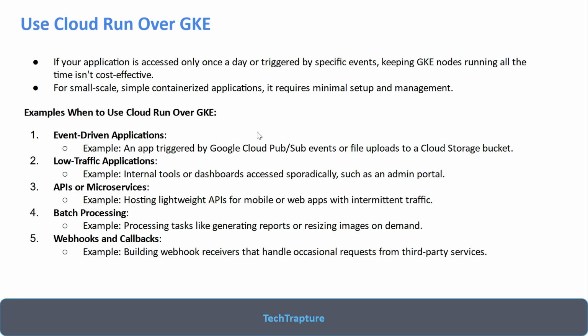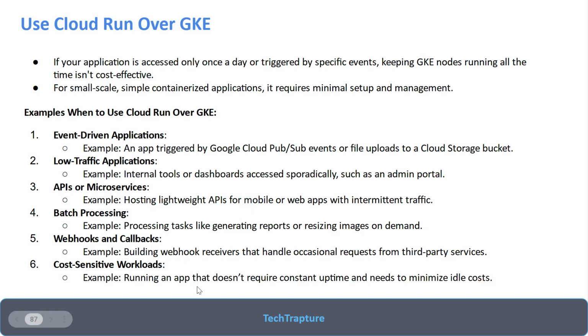Okay, hope this is clear now. We'll see more discussion around when we should use Cloud Run and GKE, and what the criteria for using Cloud Run are, again in our next sessions. Okay, so first now we'll go to Cloud Run again. For cost sensitive workloads as well, as I said, the Kubernetes engine or GKE is very costly. So instead of that, we can go ahead and use Cloud Run. If the app doesn't require constant uptime and needs to minimize idle cost, in that case we can use Cloud Run, which we already discussed.